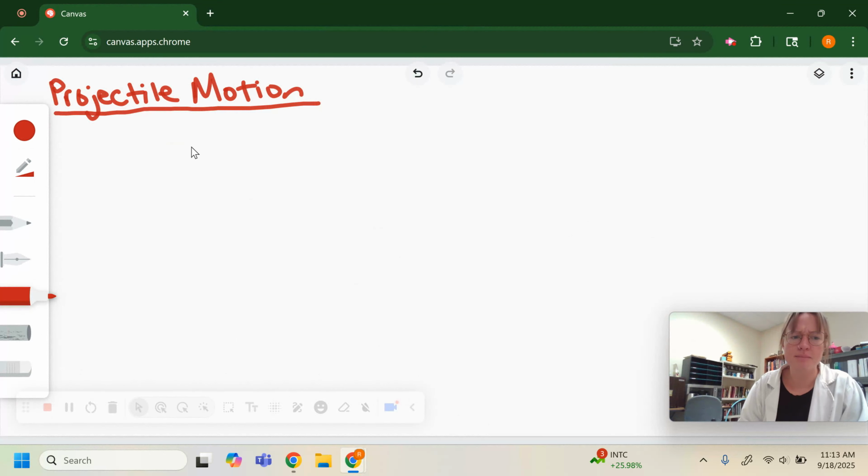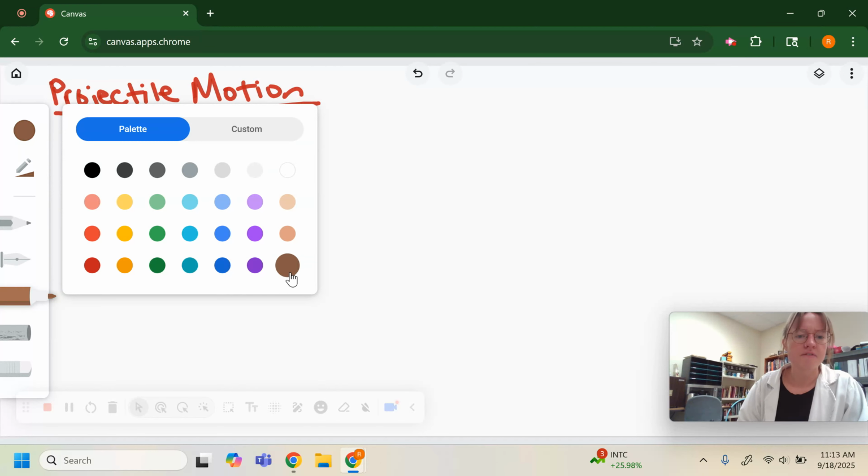Today we are talking about projectile motion. Now, when we talk about projectile motion, the first thing, of course, is to talk about what a projectile is. A projectile is an object that gets launched into free fall. You've seen projectile motion happen all the time. Anytime that you throw something, you're seeing projectile motion because you're launching that object into a fall.